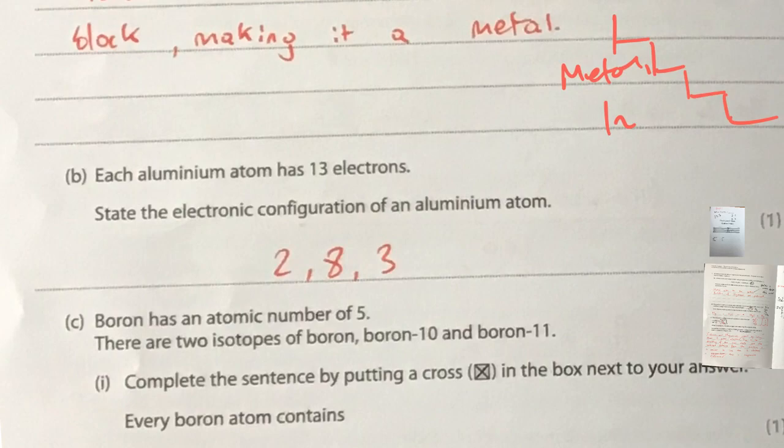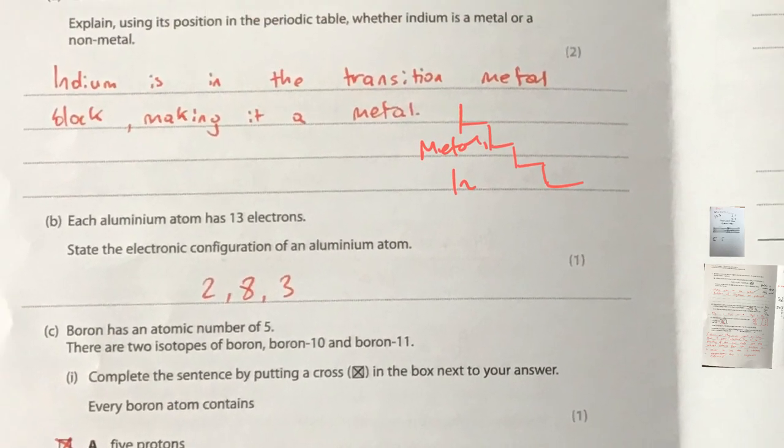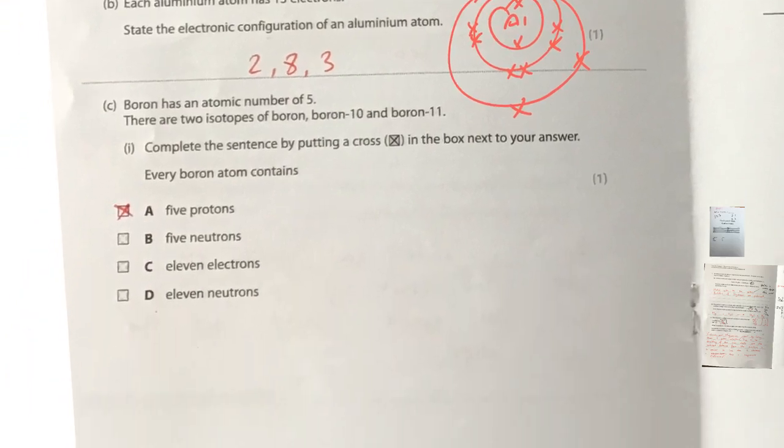Next, aluminium has 13 electrons. State the electron configuration. I'm thinking here in words of my electron configuration. So I've got 2. I can then fit 8 in the next one. I've got 10 left over. And then I've got 3. Okay, so I'd be looking at 2, which is my first shell, 8, which is my second shell, 3, which is my final shell.